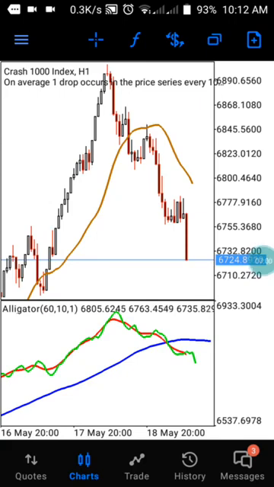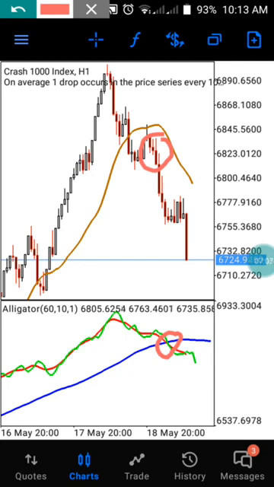You see at this particular level now, I should have entered this trade, but I think I missed that because of the video I'm preparing to make. So I will keep on taking this particular trade at this moment.